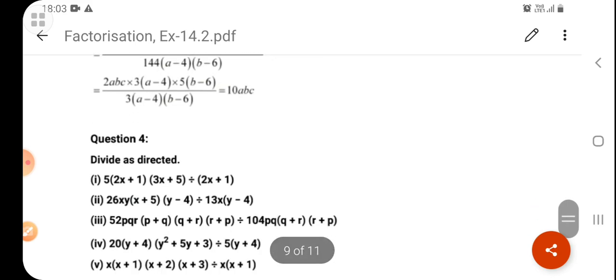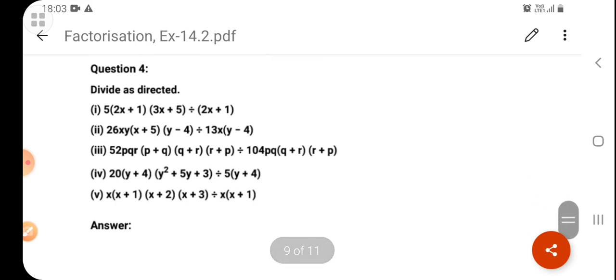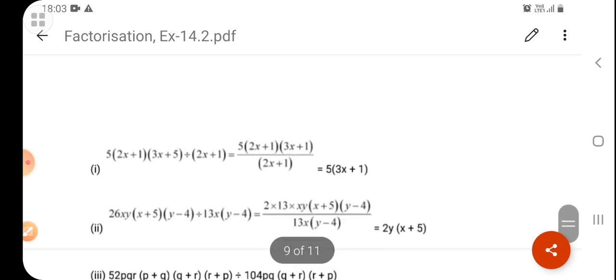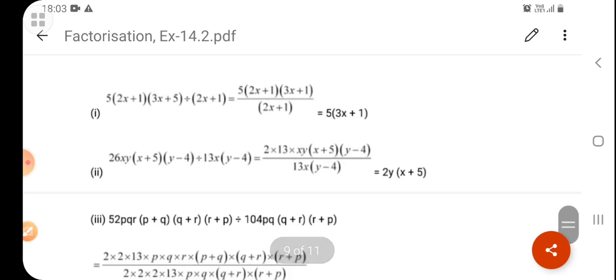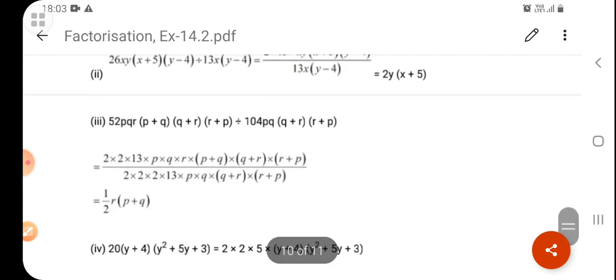Okay, question number 4, again divide as directed. It is of the binomial form, so it is 2x plus 1 and 2x plus 5. So here, 2x plus 1 and 3x plus 1 upon 2x plus 1. So 2x plus 1 is common, you can see here in numerator and denominator. So we'll cut the like terms and the rest is the answer.